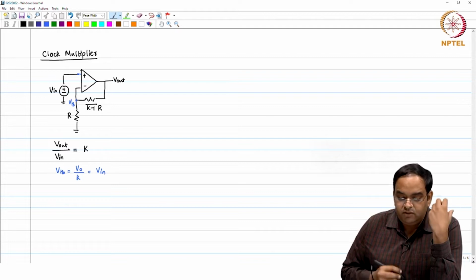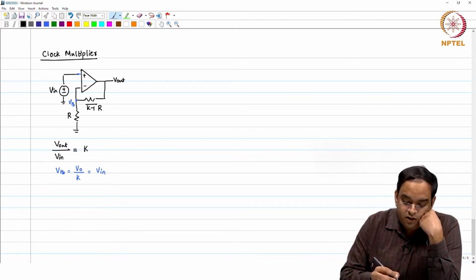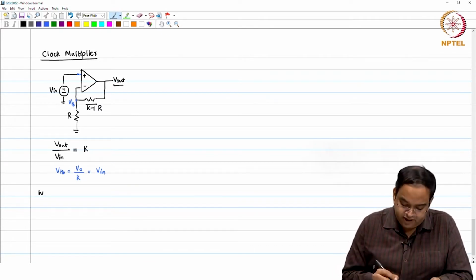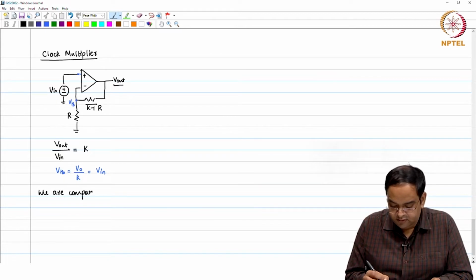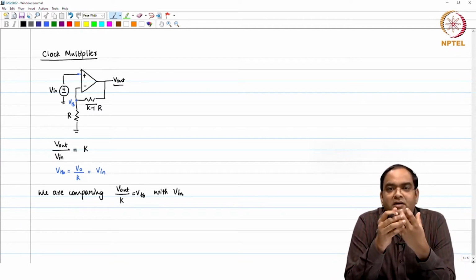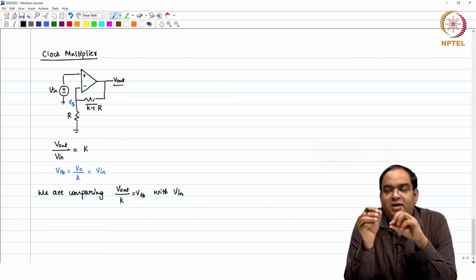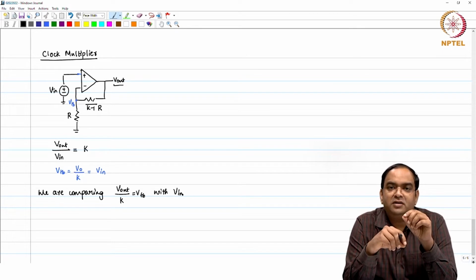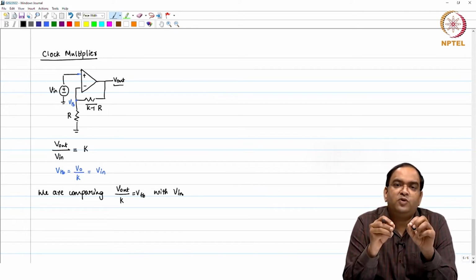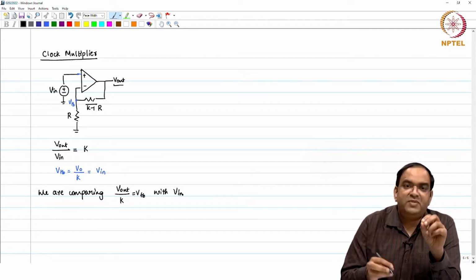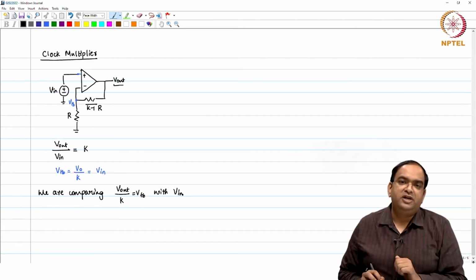Now, what you need to conclude from here is the following. To make sure that V out is K times V input, we are comparing V out by K, which is our V feedback, with V in. You have an amplifier whose output voltage is K times the input voltage, but you are not comparing the amplified output voltage directly with the input. You are dividing that output voltage and comparing the divided output voltage with the input, and the closed loop feedback ensures that the feedback voltage is the same as V in, with a feedback ratio of 1 over K. So your output voltage will be K times V in.